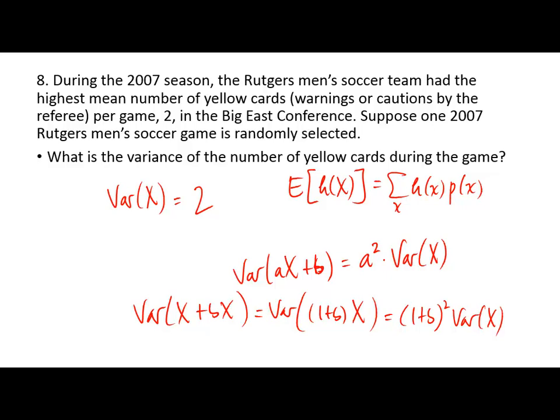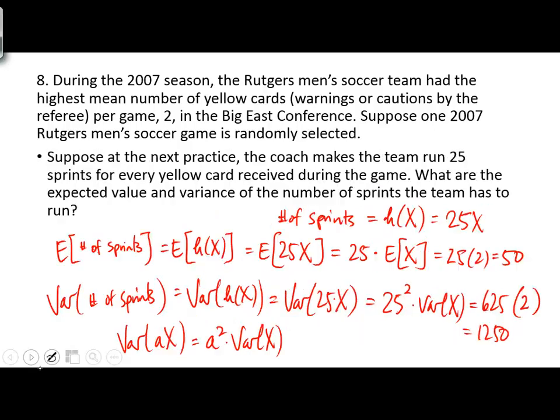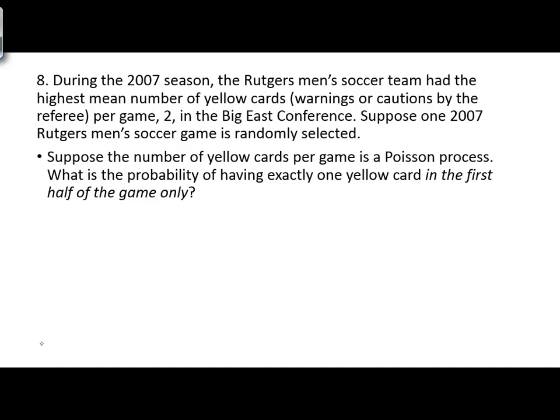Okay, we have one more part of this question to go still. So again, now we're supposing that this number of yellow cards per game is a Poisson process. What's the probability of having exactly one yellow card in the first half of the game only?